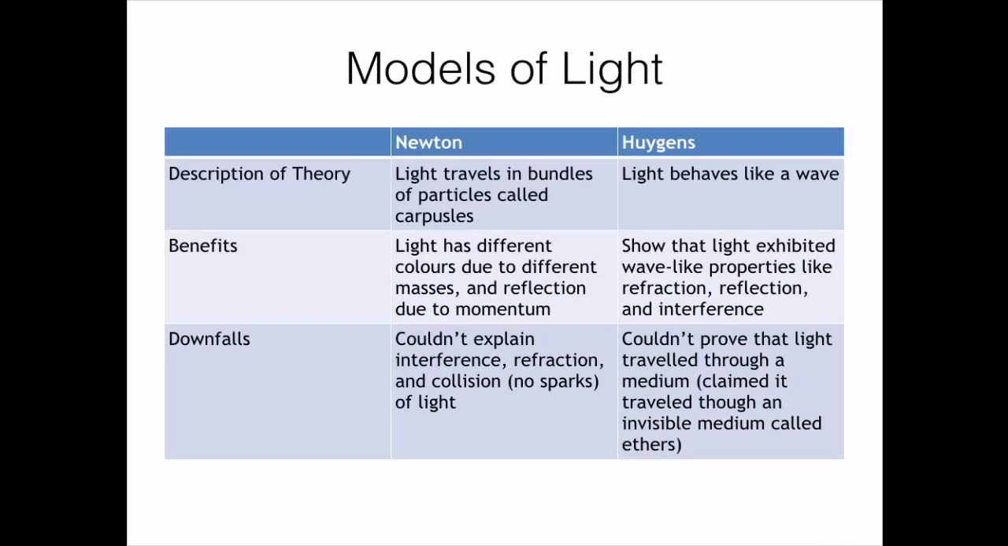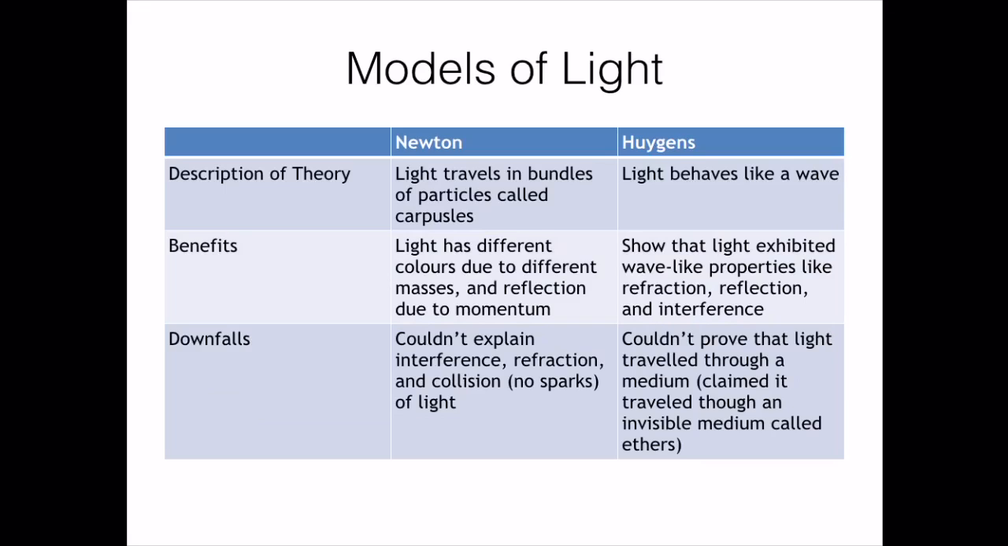So, there was Newton's model and Huygens' model, and the reason Thomas Young did this experiment was to prove that light behaves like a wave, just as Huygens proposed. Newton theorized that light travels in bundles of particles called corpuscles.